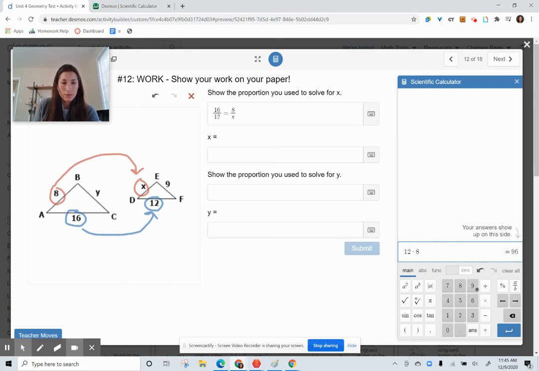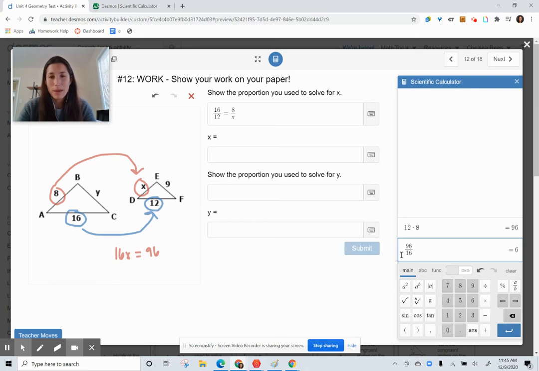So let me write this over here. Our next step would be 16x equals 96. Then we would just have to divide by 16 on both sides. That would be x equaling 6. Okay.